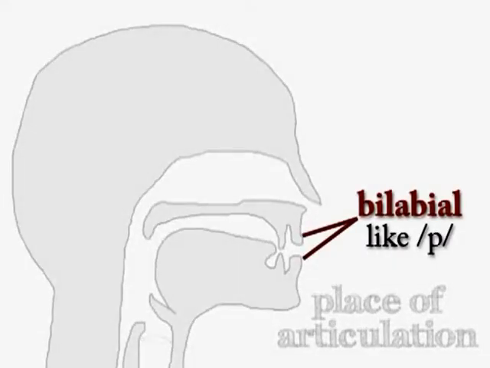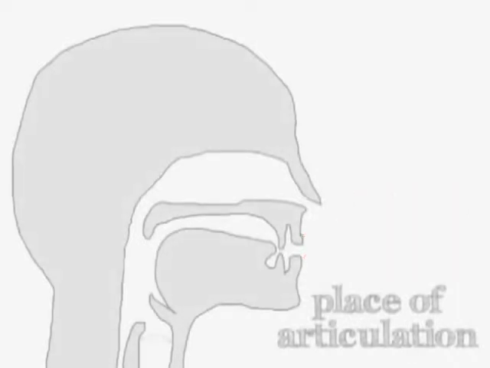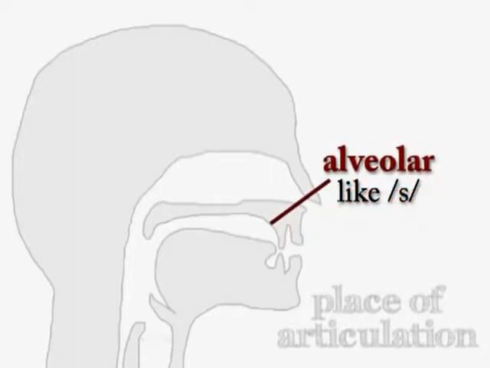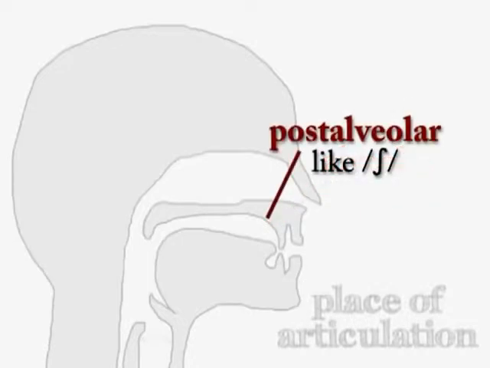If it involves both of your lips, like the sound P, that's going to be a bilabial sound. Bilabial meaning both lips. If it involves your tongue against your upper teeth, that's going to be a dental sound, like th. If you place your tongue against the back of the gum ridge above your upper teeth, that's an alveolar sound, like s. If you run your tongue up from your gum ridge further back towards your palate, you can make a postalveolar sound like sh.